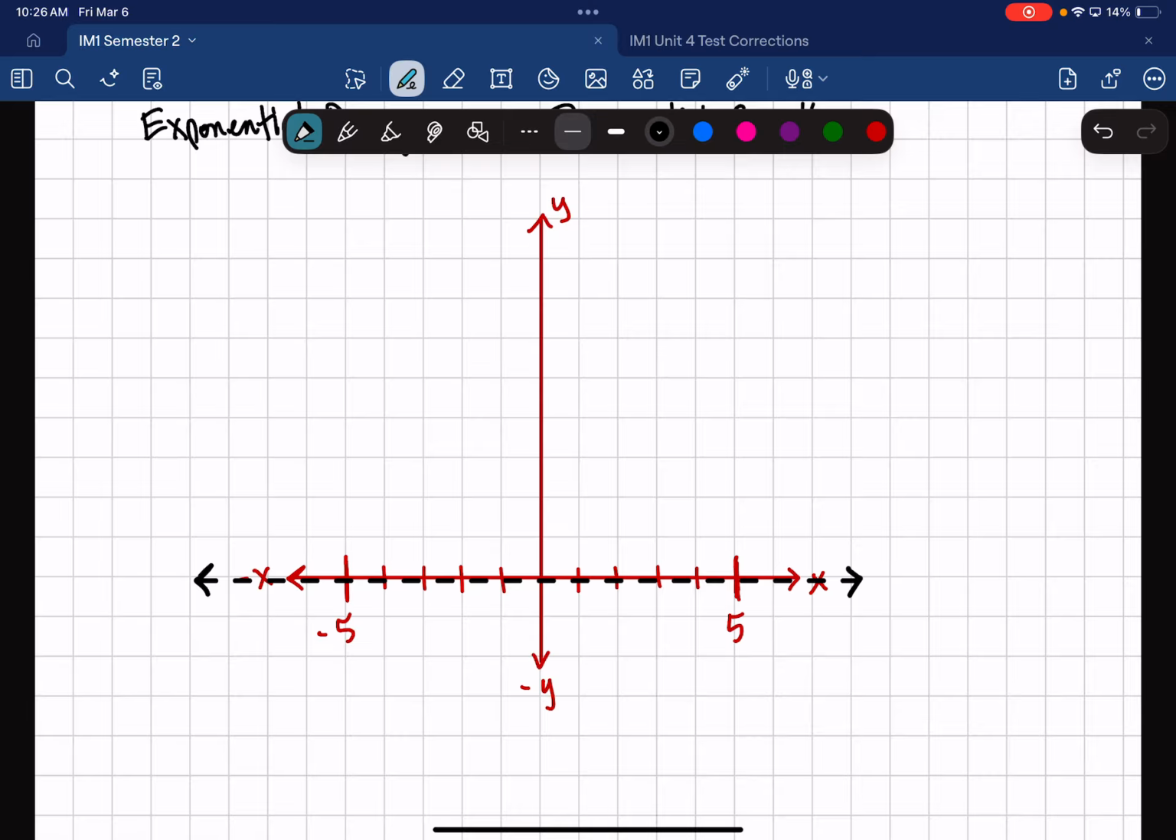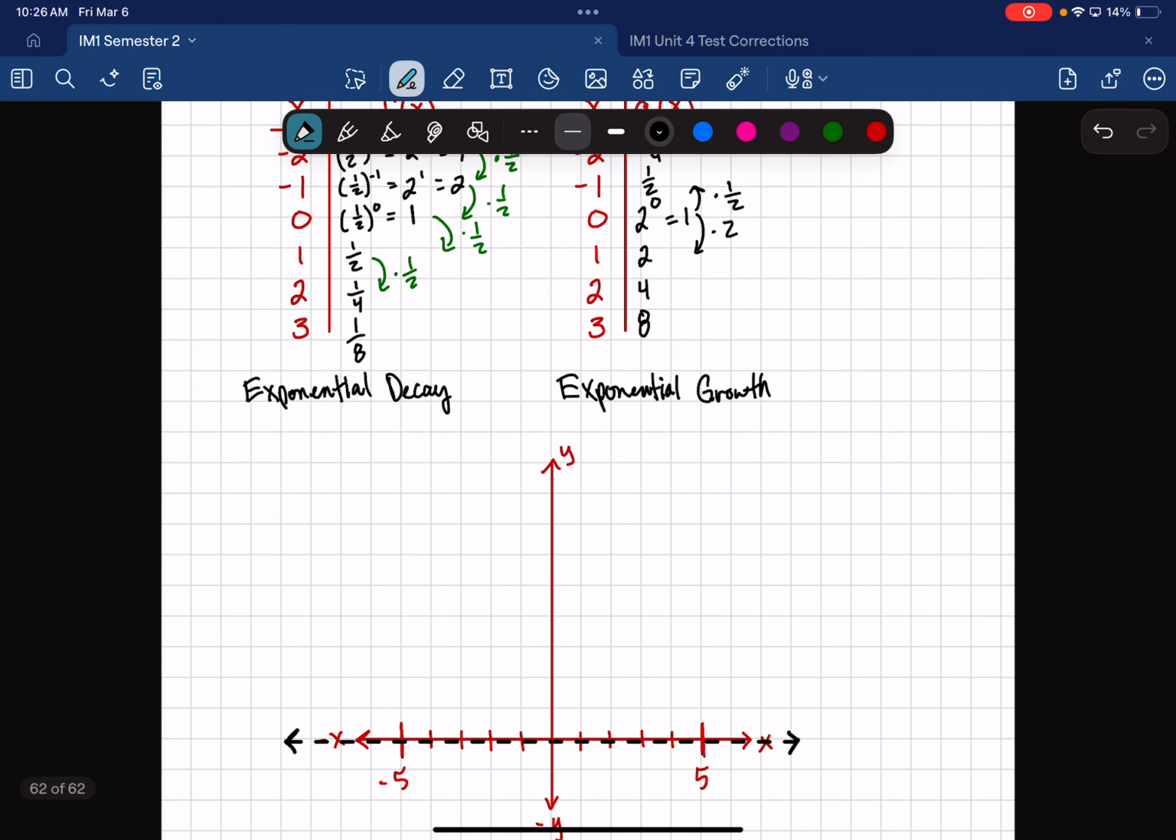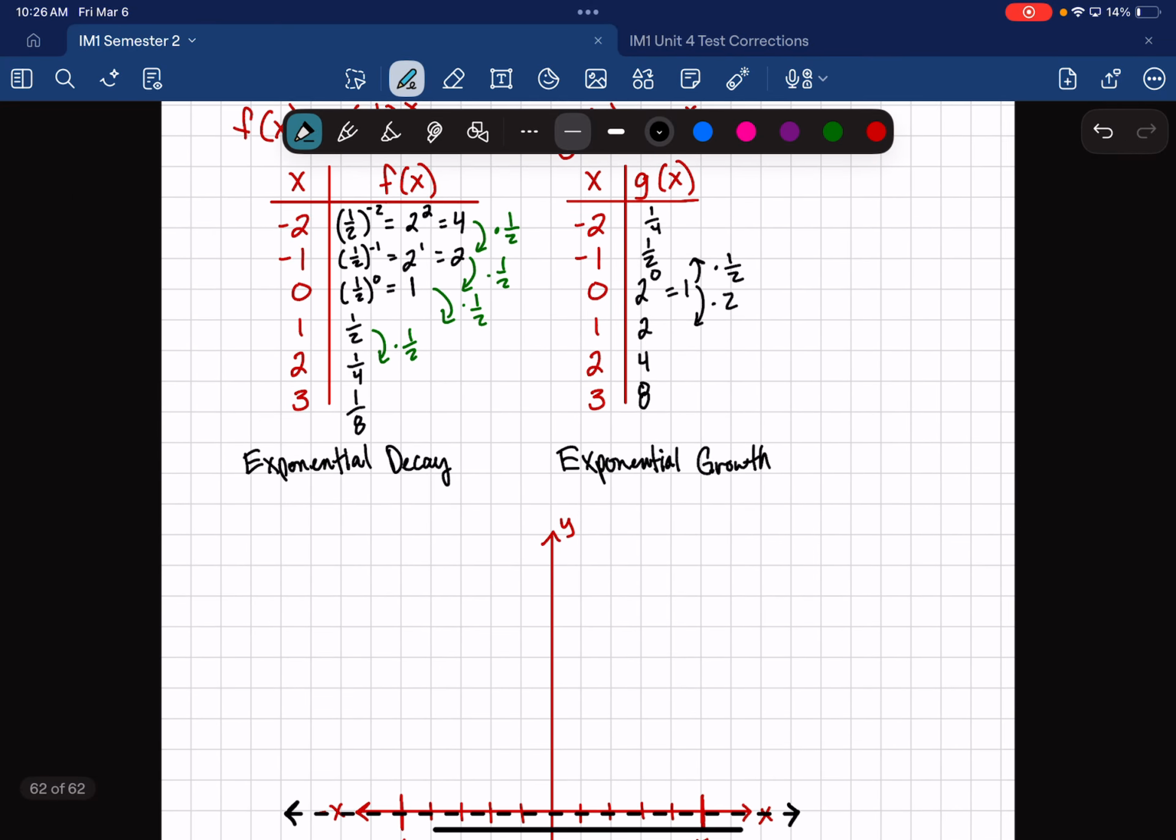So that first function, our exponential decay, we go up. I'm going to zoom out so we can see it. My first point that I'm going to graph is negative 2, 4.